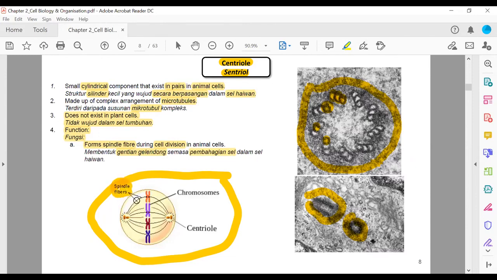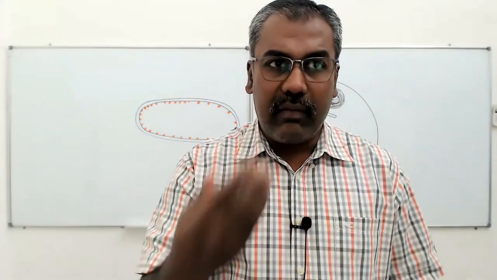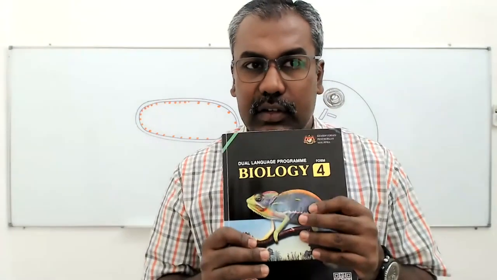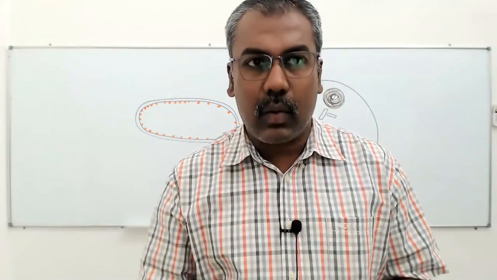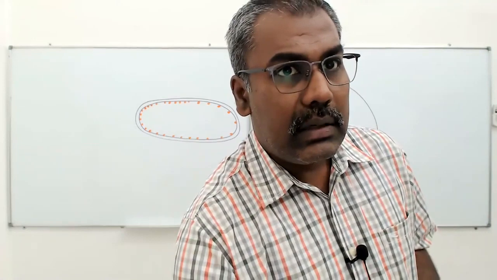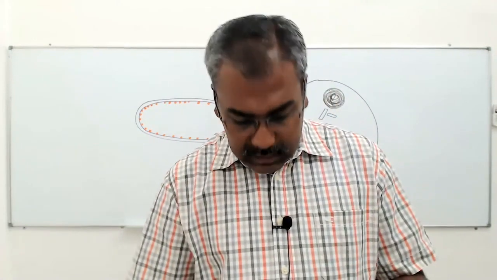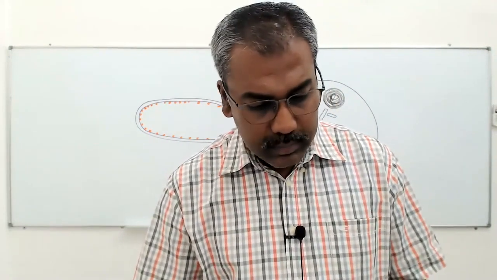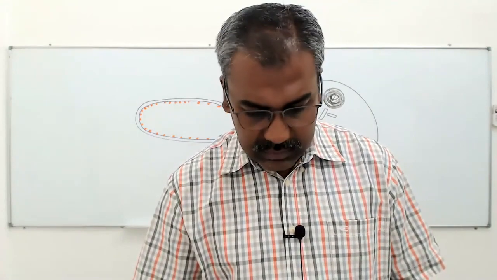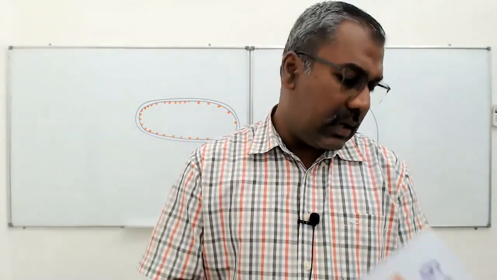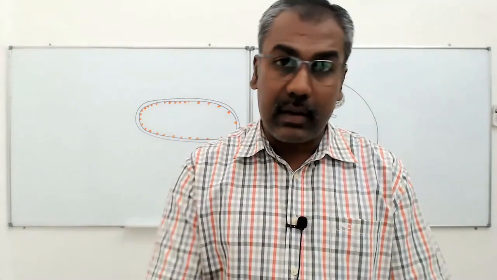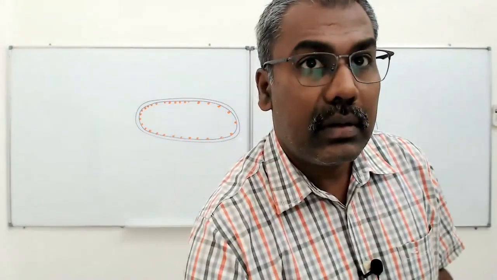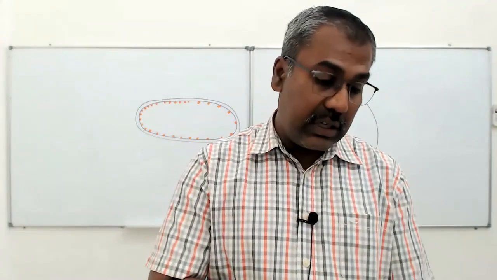So garisan-garisan ini dipanggil sebagai spindle fiber. Okay, but I want to ask you, are you having your textbook with you right now? Ada tak textbook dengan you sekarang ni? Okay, now what I want you to do, saya nak kamu buka, pergi ke chapter 6. Please open chapter 6. Muka surat 98, go to chapter 6. Chapter 6 ialah chapter cell division.